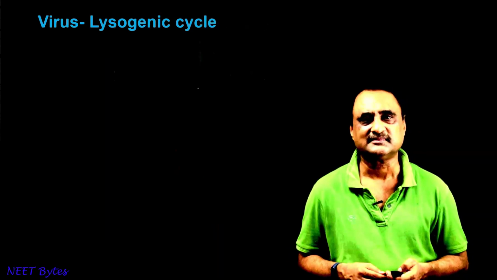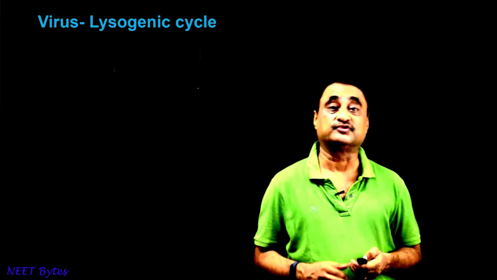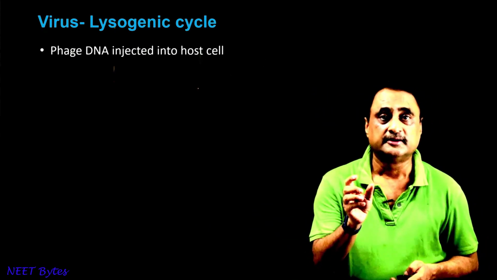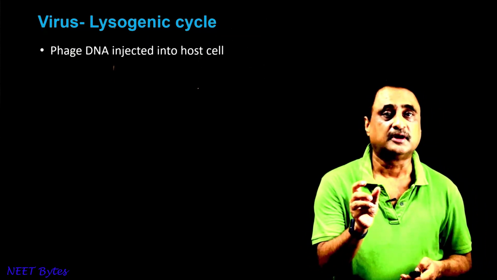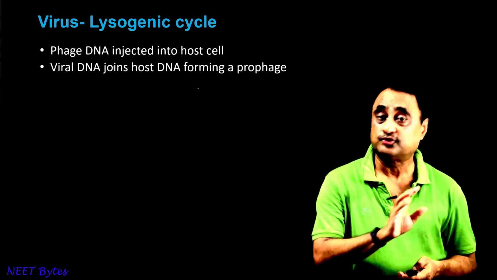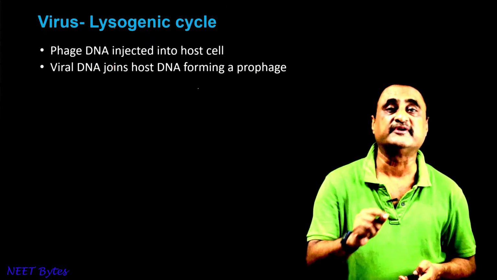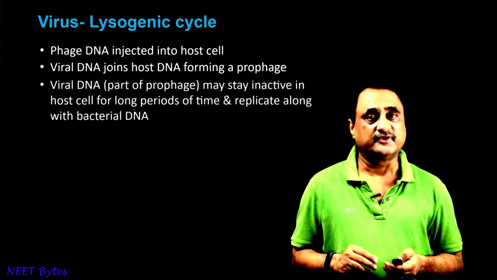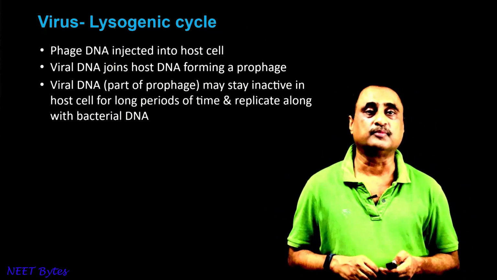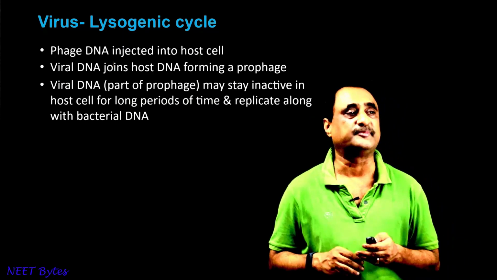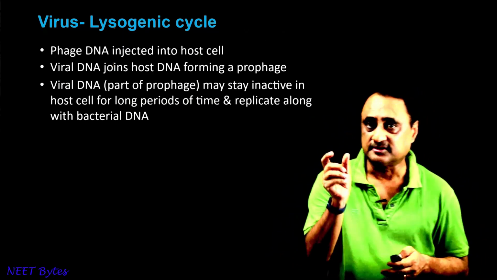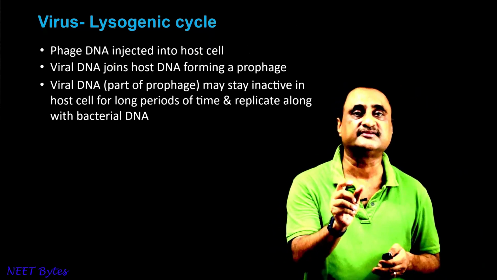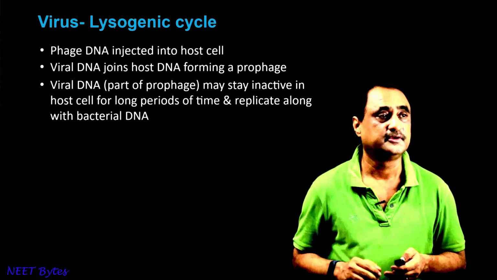Now let's talk about the lysogenic cycle. In the case of the lysogenic cycle, what happens? The virus, after injection, does not break the cell; rather, it gets itself integrated into the bacterial chromosome. And once integrated, it keeps on replicating with the bacteria, right? The injected part of the virus in the bacteria is called a prophage, right?